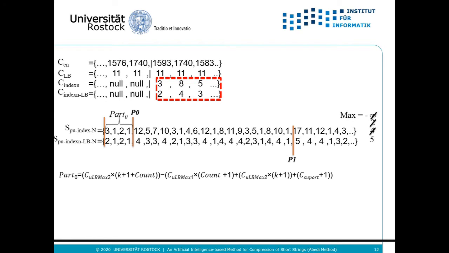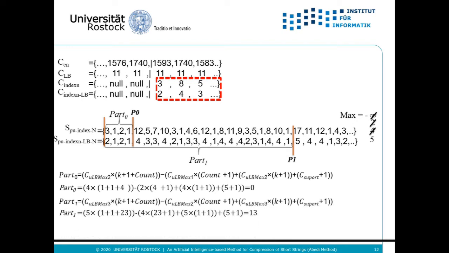Moving forward, C index LB max 1 is the first update of max, which is equal to 2. And C support is equal to 5 as Unicode strings are considered in this example. As is shown, the formula becomes equal to 0, and it means that there is no difference if we separate index number 12 or send it with other indexes. But as we see, in the second calculation for separation of index number 17, 13 bits can be reduced, so the algorithm separates the index number 17.